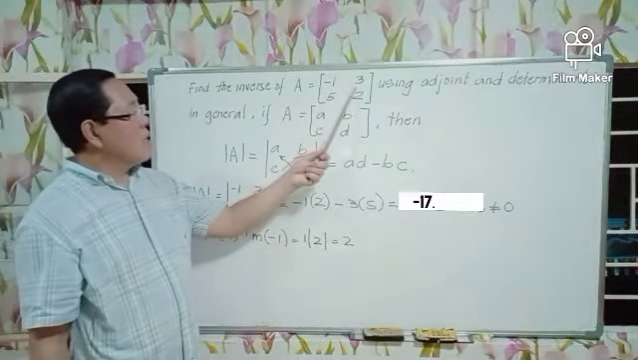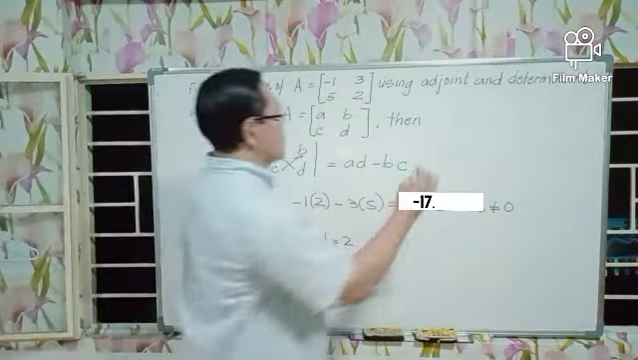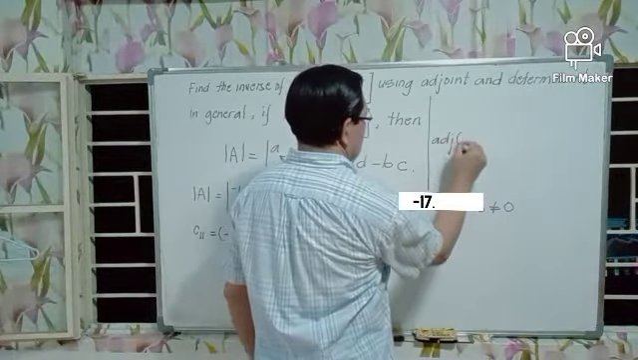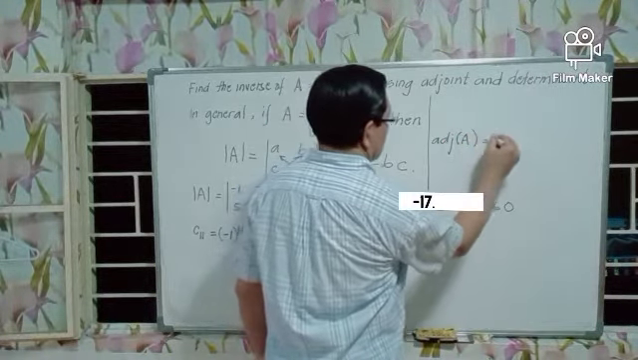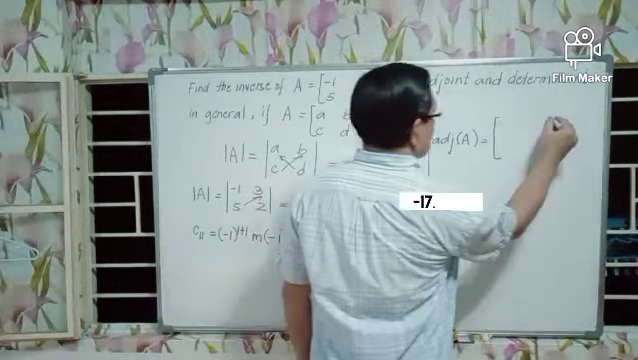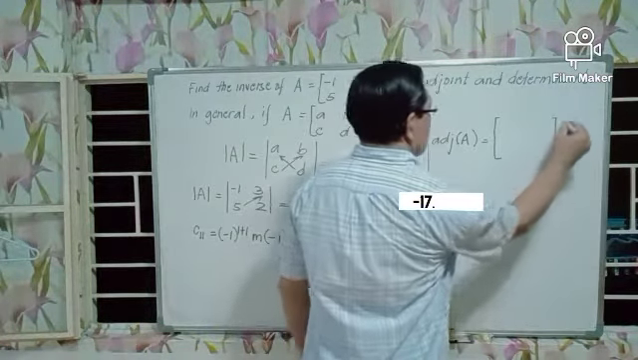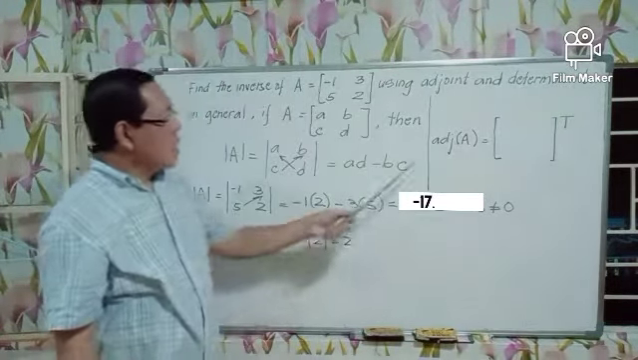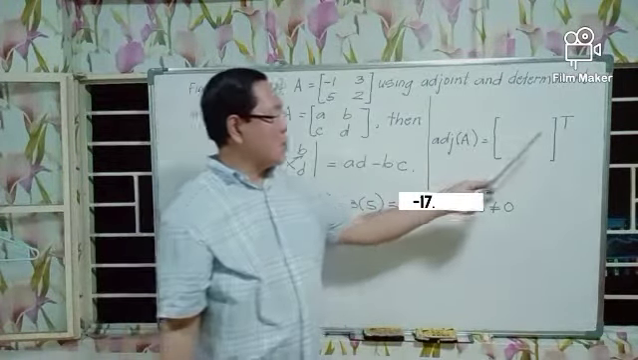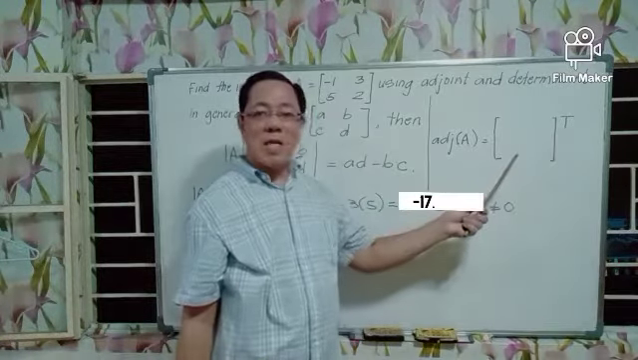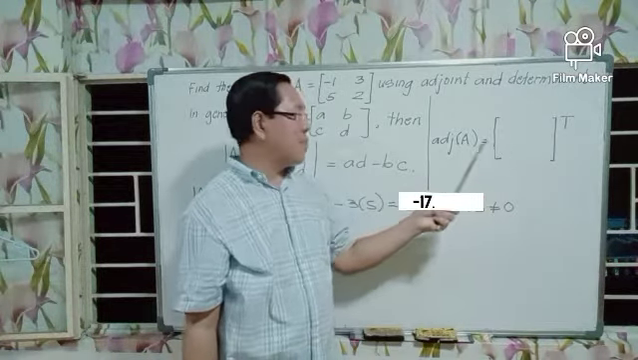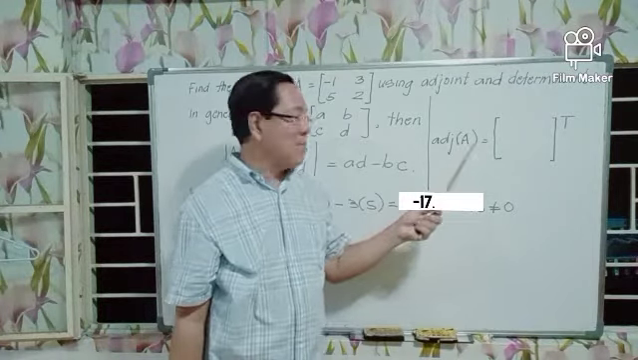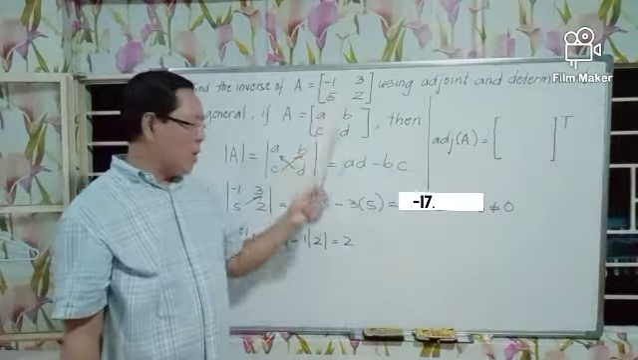Next we get the adjoint of matrix A, which is equal to the transpose of the matrix whose entries are the cofactors of the entries of matrix A. And the cofactor of negative 1 is 2.